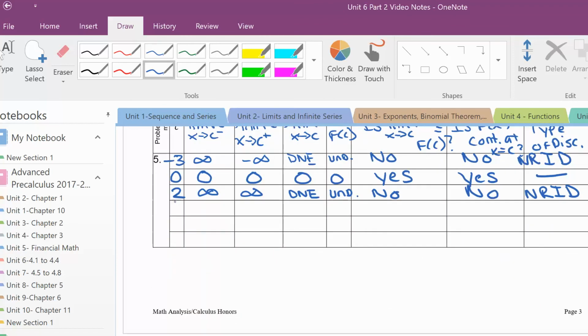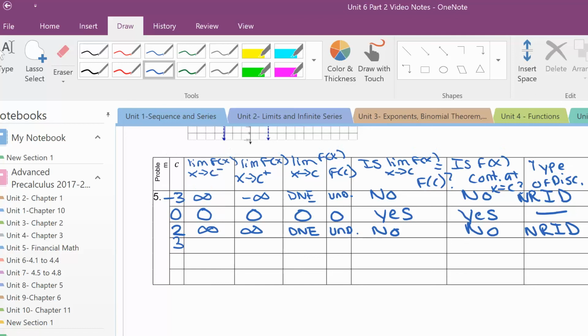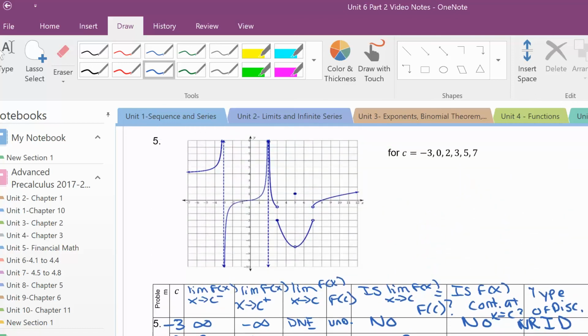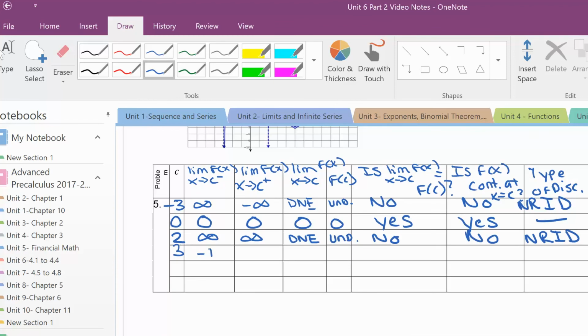All right, the next value is 3. If you look at the value of 3, from the left, it goes to negative 1. From the right, it goes to negative 3. That means the limit doesn't exist. F of 3, well, the dot is at negative 3. No, they are not the same. No, it's not continuous. And this would be a non-removable jump discontinuity because the limits from the left and right are not the same.